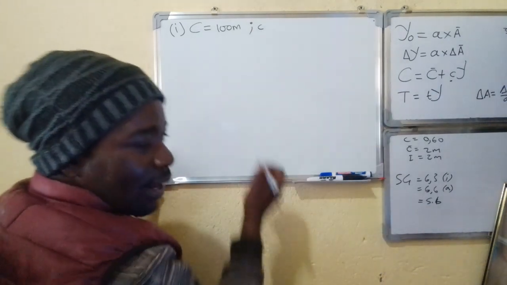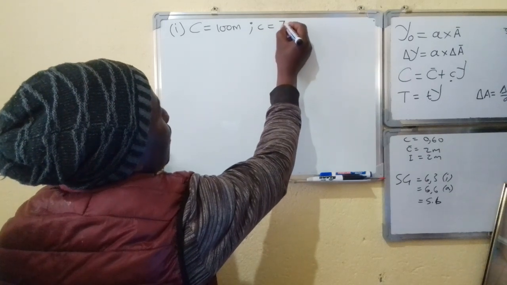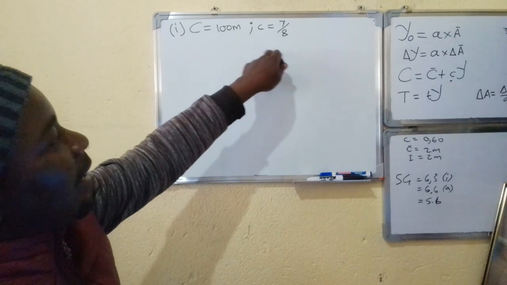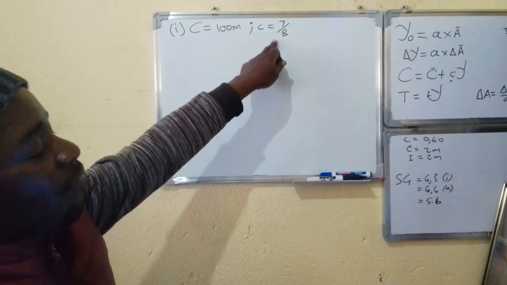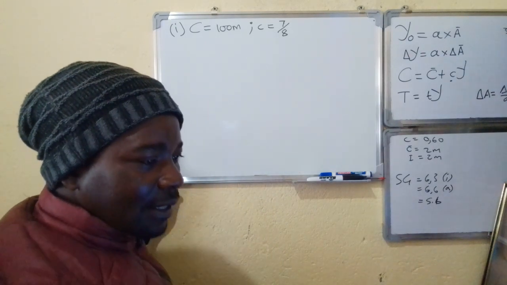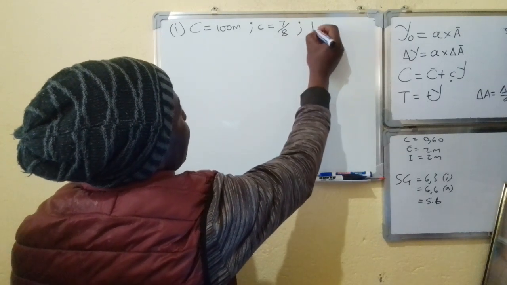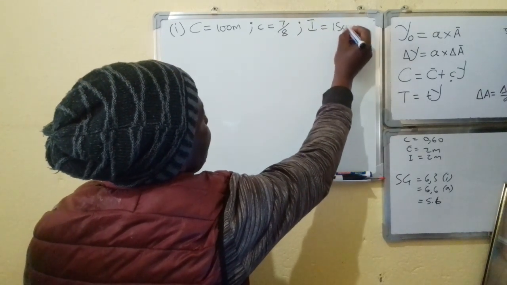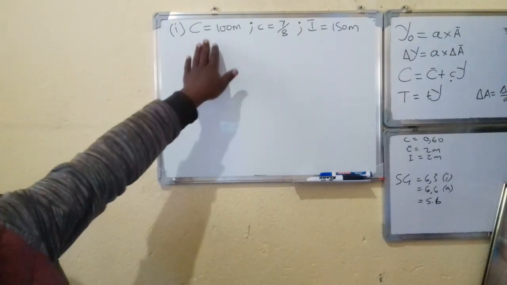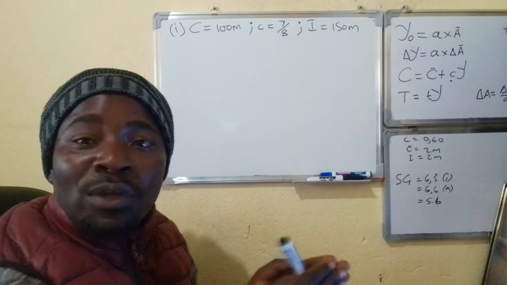So now this one, the little c, they say it's 7 over 8. Usually they bring this in a decimal format. So myself, I like changing it into a decimal, even if I find it in a fraction. And then they say the investment is 150 million. Investment equals 150 M. Can you see that here you are dealing with an economy without government? We are starting afresh where we started, but now we are doing calculations.